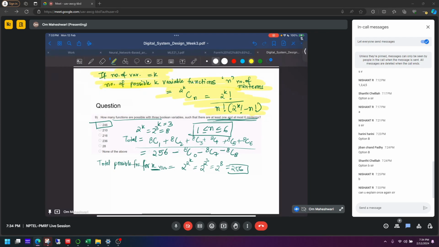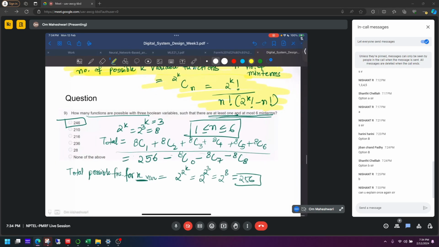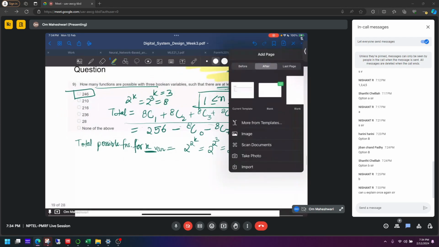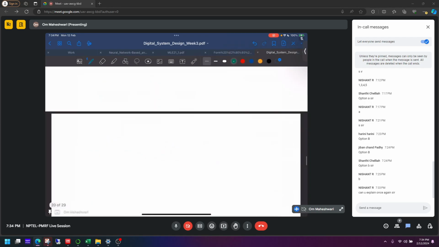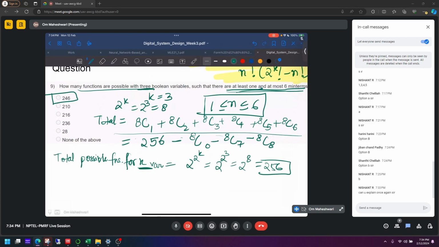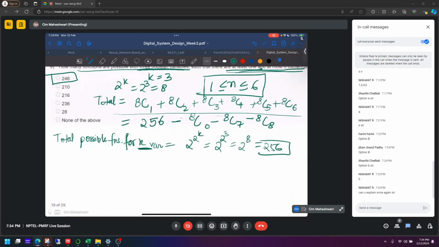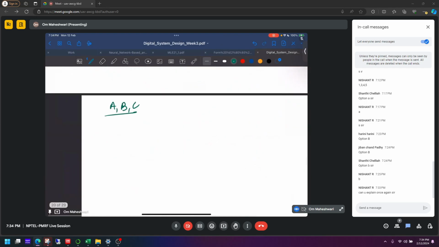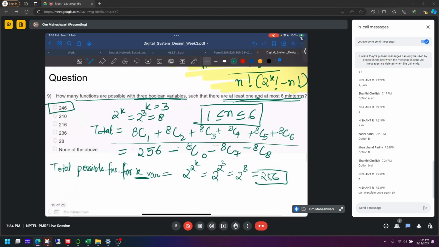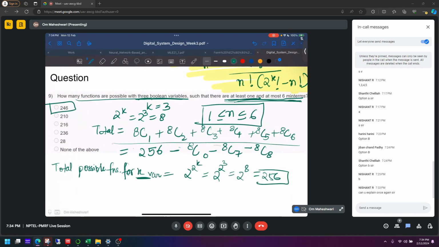Okay, so let me explain again. What the question is trying to ask, let's say it is saying you have the number of possible functions with three variables. Let's say you have three variables a, b and c, right? Then it is saying you have to find the total number of functions that have at least one and at most six minterms.